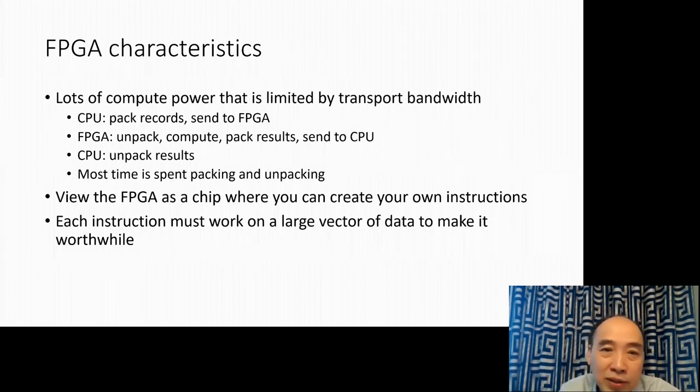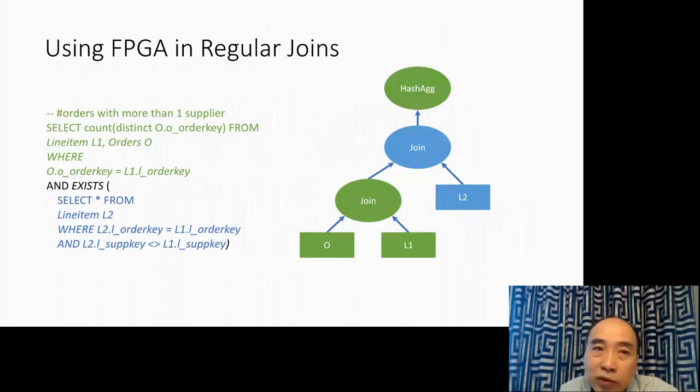It's all because we're sending data to the compute engine. That's the problem, the whole thing. We view the FPGA basically as a chip where you can create your own instructions. Think about an Intel instruction that takes only two registers, right? Here you can make instructions that take a vector of, you know, 10 megabytes of data, do everything, and then send it back. We call them very wide instructions. We use it in our regular joins. It speeds things up by maybe two times even compared to LLVM. But if you add in the cost of the FPGA, it's kind of hard to swallow.